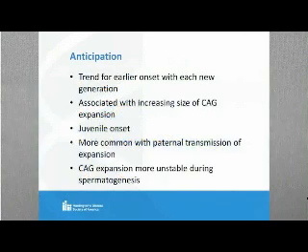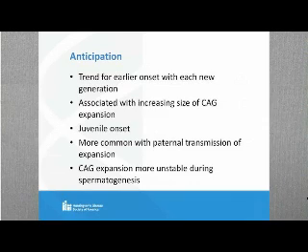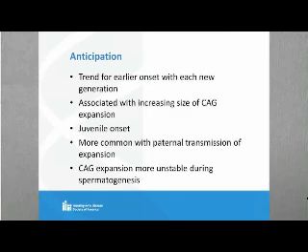What about the phrase anticipation? This refers to a trend for earlier onset with each generation of a disease. And in the CAG repeat expansion diseases, it's correlated with the size of the expansion, as we just demonstrated, such that very large expansions are associated with juvenile onset. In Huntington's disease, juvenile onset is more common when the father is the affected individual. That's so-called paternal transmission of the disease.